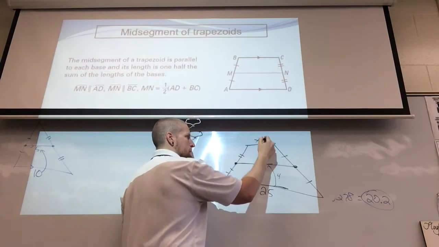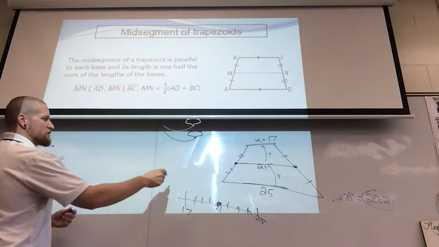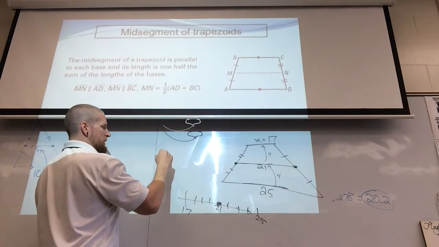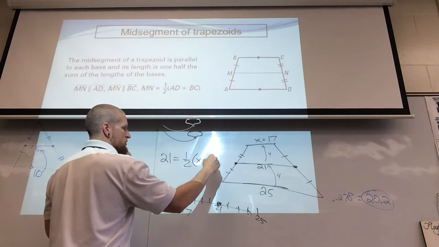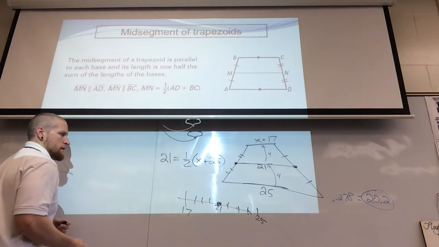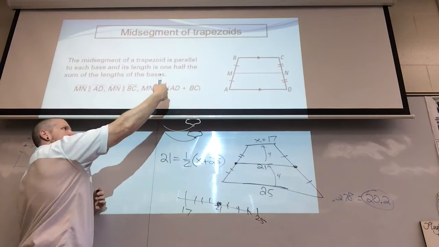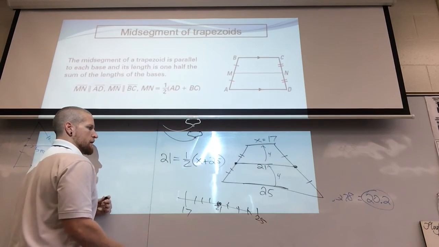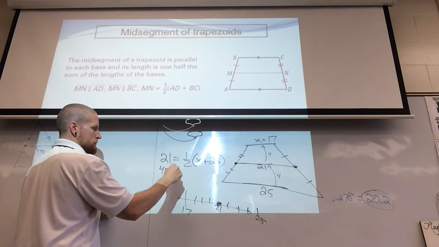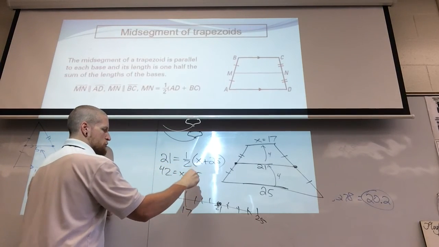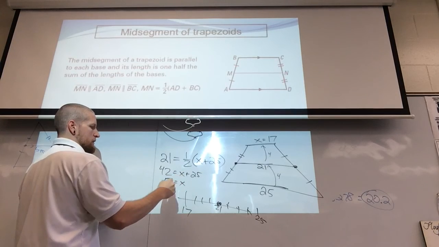Okay? If I did this with work, like if I did it with that formula, it would look like 21 equals 1/2 x plus 25. This would be what it would look like if I set it up with what's there. So you would like multiply by 2 and then subtract 25, and you would still get the same answer.